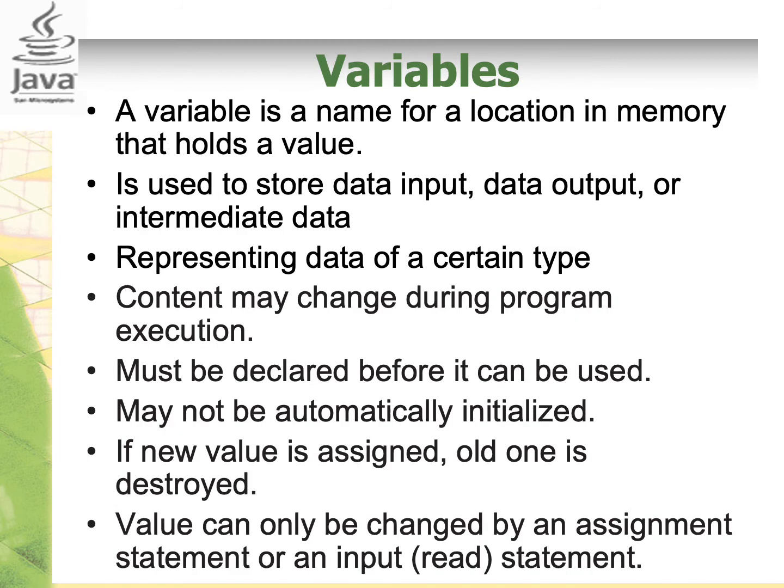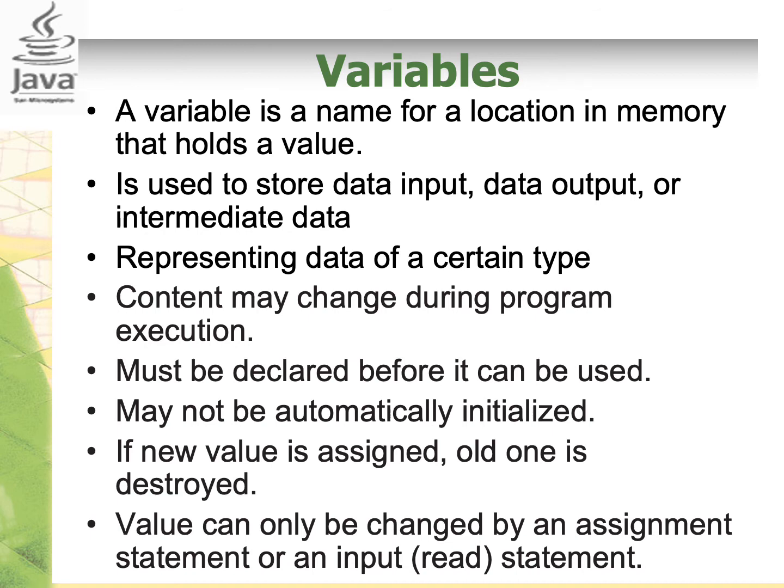Variables. A variable is a name for a location in memory that holds a value. It is used to store data input, data output, or intermediate data. Variables can represent data of certain types. We have looked at the 8 different primitive data types. The value of the variables may change during program execution, such as if you use it to do some kind of calculation, or if we initialize it to a different value after a few runs.